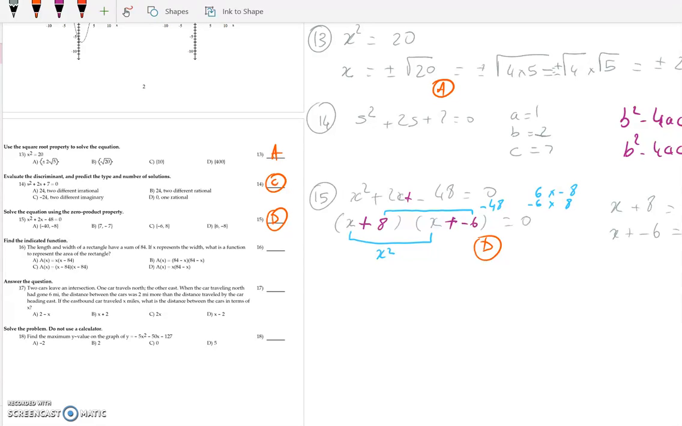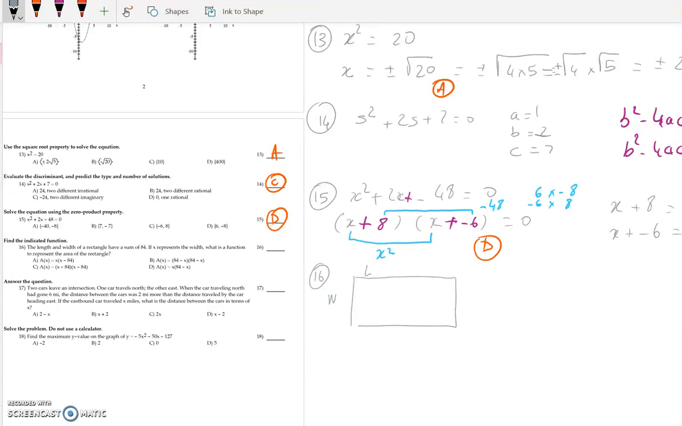All right, guys, so now we are going to start question number 16. In this question number 16, what do we have? The length and the width of a rectangle. So we have a rectangle, and the length is right here, and the width is right there.